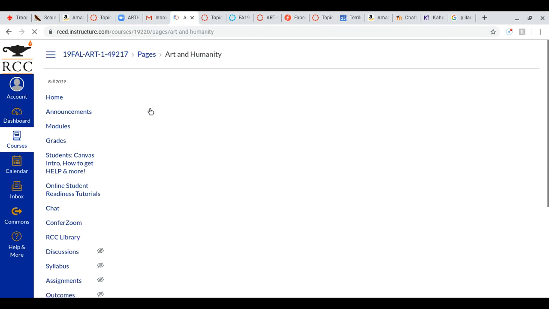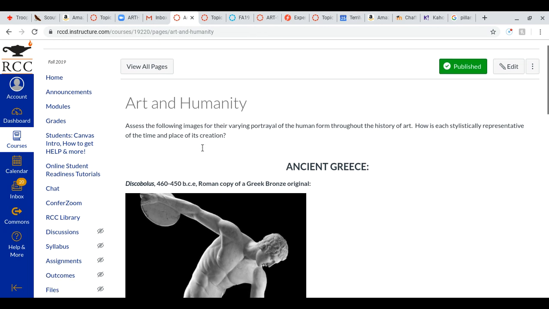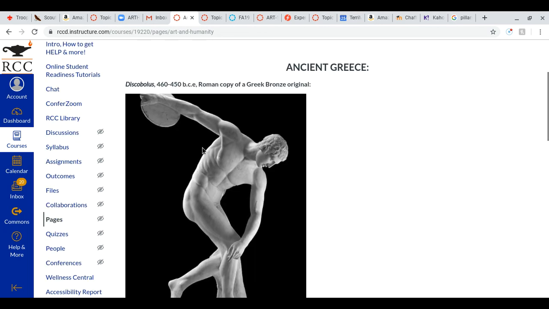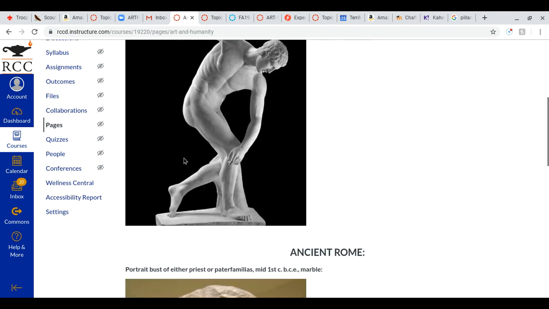The second one, if you are interested, is art and humanity. How did these images portray the human form throughout history? So the ancient Greeks, who were the ancient Greeks? What did they believe? How did they think about humanism? And then discuss the image. How does this image reflect the Greek concept of the human body?